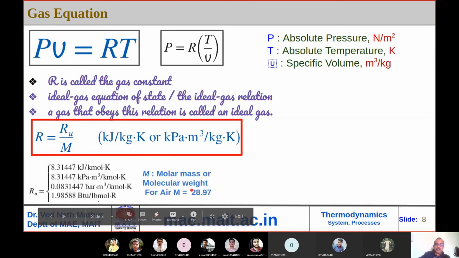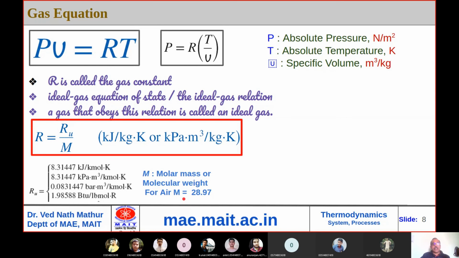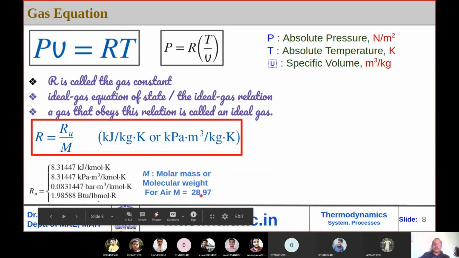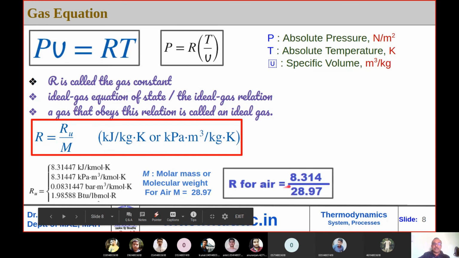For air, if you consider 79% nitrogen and 21% oxygen, calculate the proportionate molecular weight by considering 0.79 times the molecular weight of nitrogen and 0.21 times the molecular weight of oxygen, then it comes out to be 28.97. So this is the molecular weight of air. If we want to calculate R for air, then it should be 8.314 divided by the molecular weight of air. Does anybody remember the value?